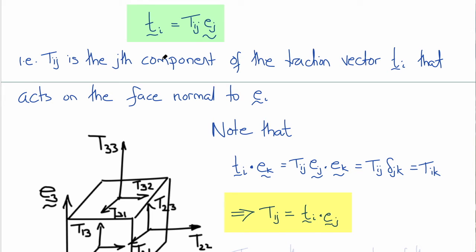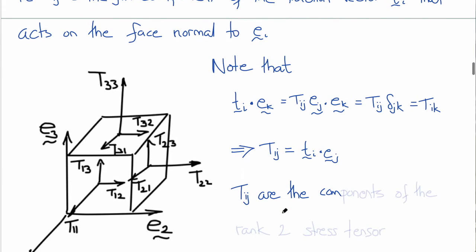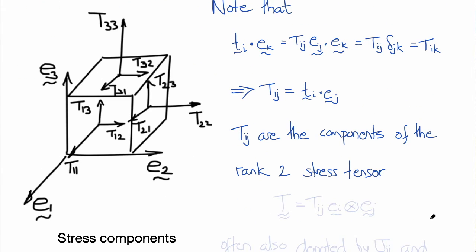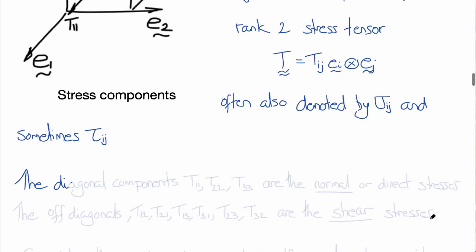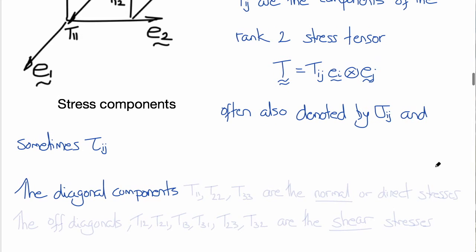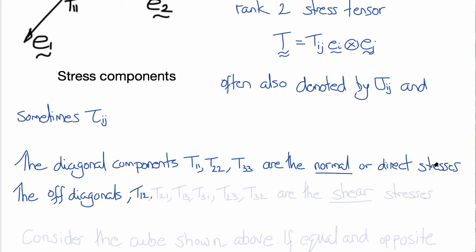So T_ij are the components of the rank 2 stress tensor defined by T equals T_ij e_i dyadic e_j. Note that the notation sigma_ij is frequently used for the stress tensor as well, and sometimes tau_ij. So the diagonal components of the stress tensor, which are T11, T22, and T33, are the normal or direct stresses. The off-diagonals, T12, T21, T13, T31, T23, and T32, are the shear stresses.